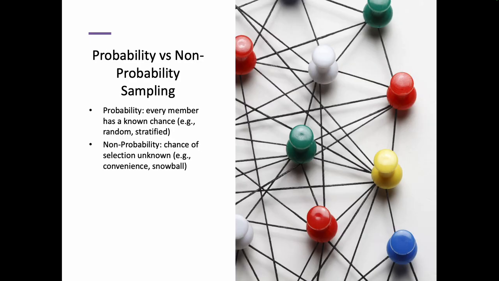There are two main categories of sampling methods: probability sampling and non-probability sampling. Probability sampling methods are characterized by the fact that every member of the population has a known non-zero chance of being selected for the sample. This method allows us to make statistically valid inferences about the population. Examples include simple random sampling, stratified sampling, and systematic sampling.